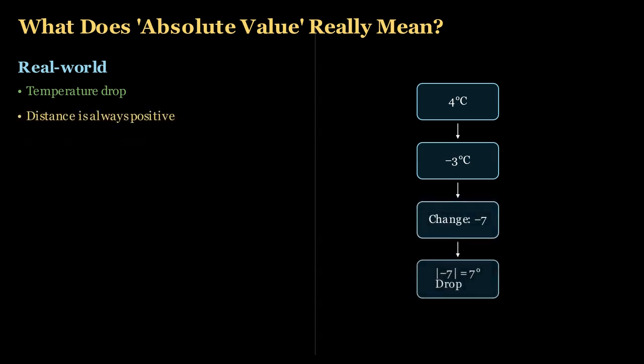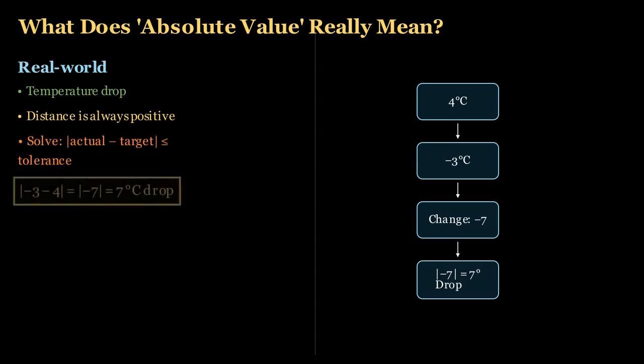In a factory, a bolt must be 10 mm wide, with a tolerance of 0.5 mm. An acceptable bolt satisfies |actual width - 10| is at most 0.5. Absolute value turns a two-sided range into one clean statement.